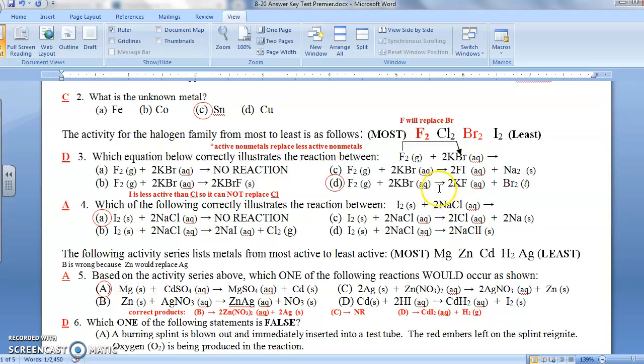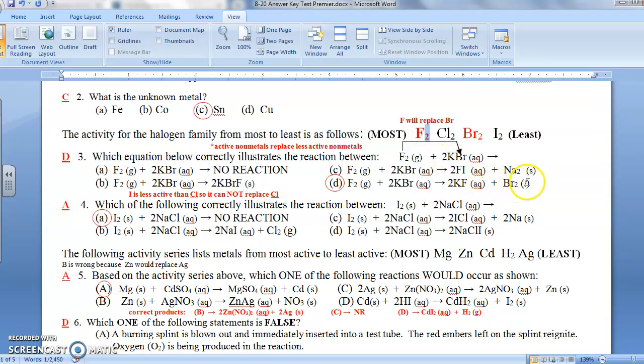Number 3, we have the activity series from the halogens. Fluorine's most active, then chlorine, then bromine. Iodine is least active. Knowing that fluorine's most active, iodine's least active, they want us to predict what would happen if we bubble fluorine gas into a solution containing potassium bromide. That means potassium ions are floating around and bromide ions are floating around. Well, we know that fluorine is more active than bromine. So fluorine, a nonmetal, will replace a nonmetal. Fluorine's more active than bromine, so it's going to replace the bromine in solution.